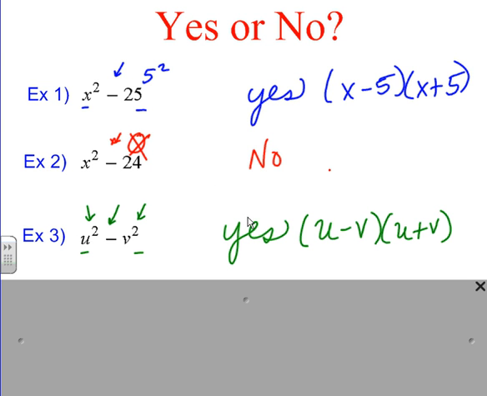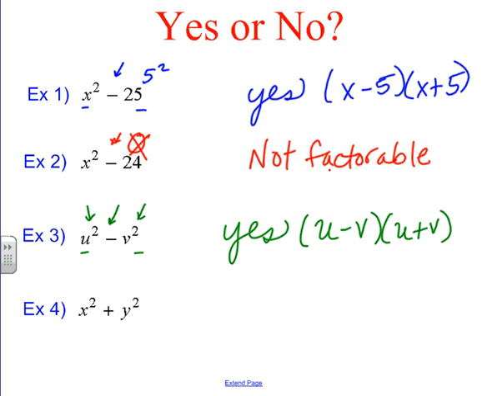Now, when we say no to this, that basically means that it's not factorable. And it's possible we could come across something that's not factorable. All right, let's take a look at one more: x squared plus y squared. Again, we're looking at two terms, but it's an addition sign. Even though these are both squares, it's an addition sign. So no, it's not factorable.